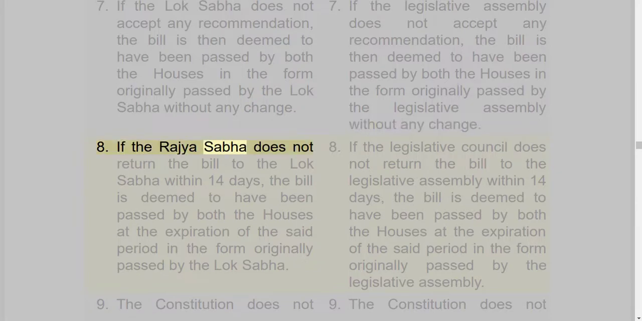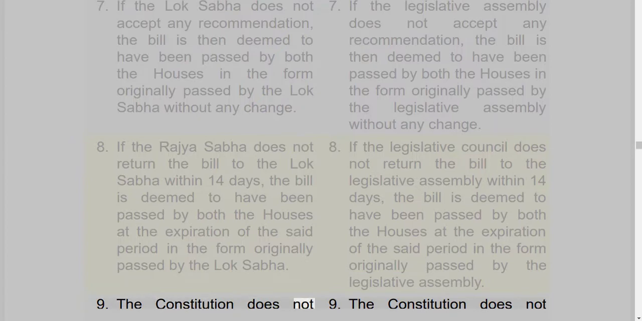8. If the Rajya Sabha does not return the bill to the Lok Sabha within 14 days, the bill is deemed to have been passed by both the houses at the expiration of the said period in the form originally passed by the Lok Sabha. 8. If the Legislative Council does not return the bill to the Legislative Assembly within 14 days, the bill is deemed to have been passed by both the houses at the expiration of the said period in the form originally passed by the Legislative Assembly.